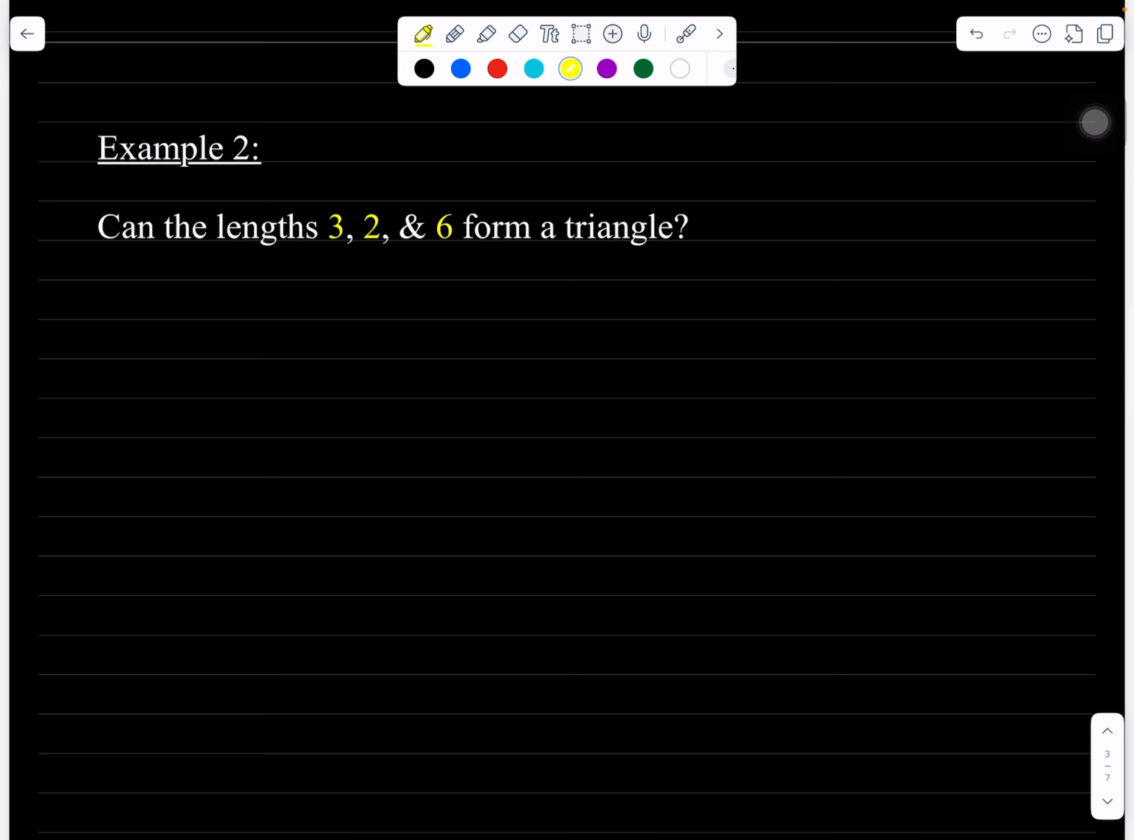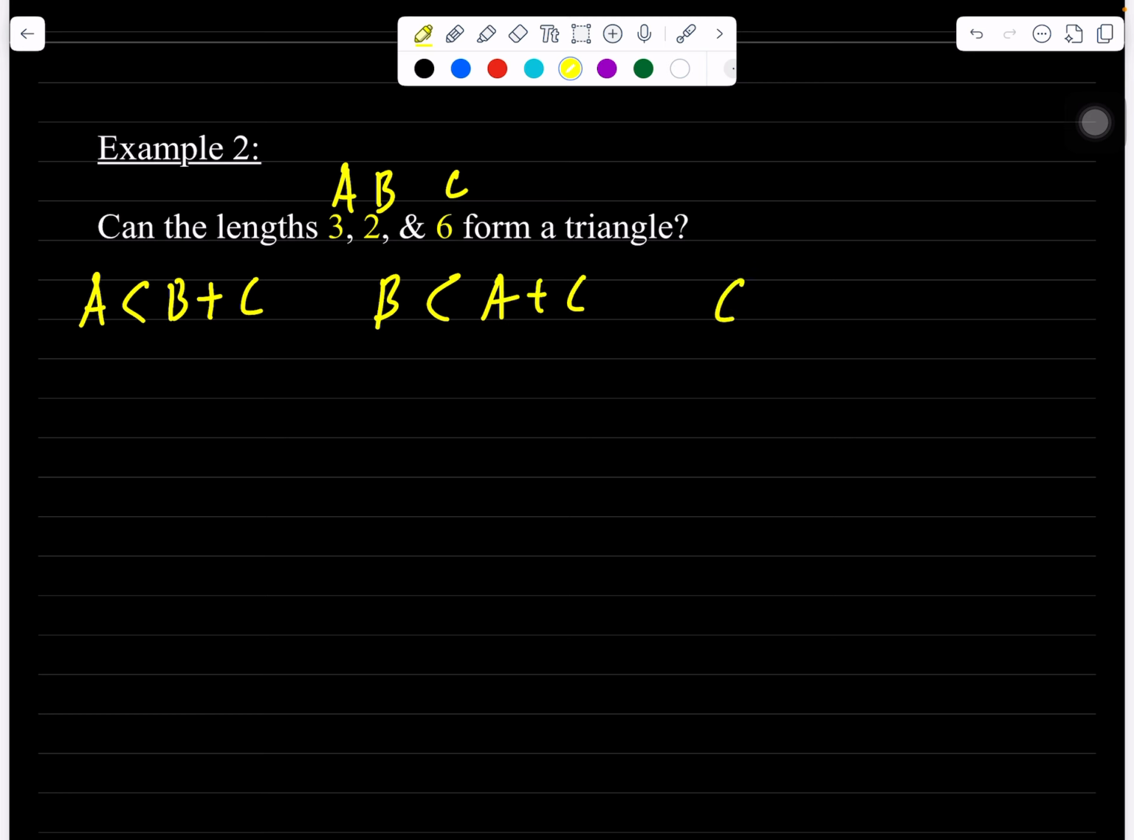Moving on. For some other lengths, 3, 2, and 6, where A is 3, B is 2, and C is 6, we still need to satisfy the same inequalities. A is less than B plus C, B is less than A plus C, and C is less than A plus B.